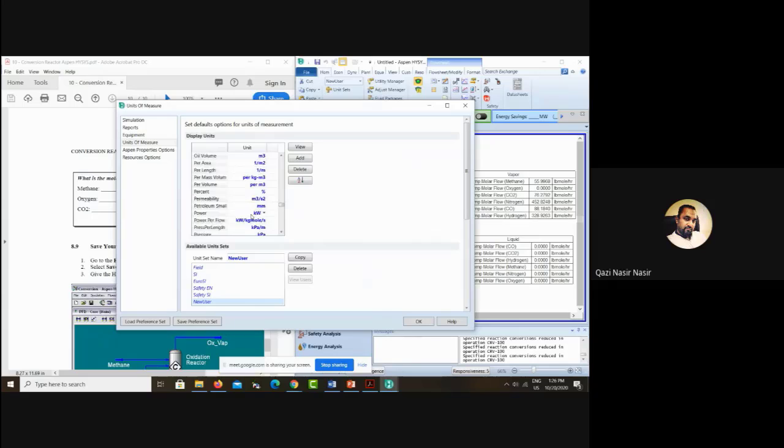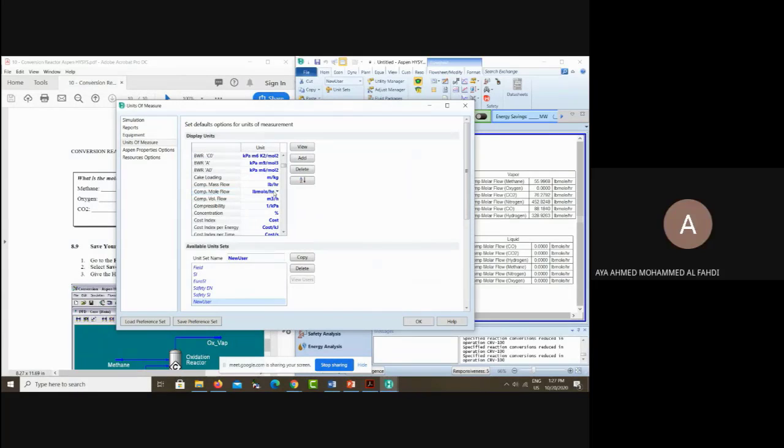Let me go down. I think this one is called... which one is the name? The name which you want to change here is penetration mass. Let me see one by one. Yeah, this one. You can see here, this is the unit you need to change. Component mole flow. If you change this one into kg mole per hour, then it will change in the table.